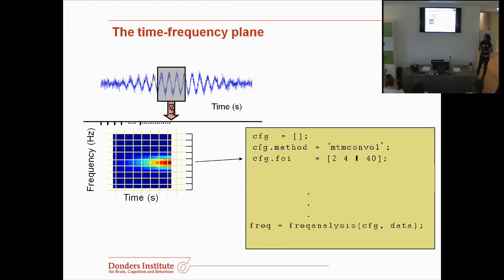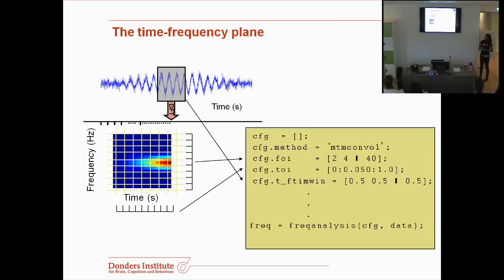So the first one is, how do you want to cut up your frequency axis? Well, you have to think about which frequencies you're interested in, and then you want to specify them simply as a vector of numbers. That's cfg.foi, which stands for frequencies of interest. The other thing you want to think about is, how do you want to cut up your time axes? Specify that in cfg.toi, so your time intervals of interest, or time points of interest.